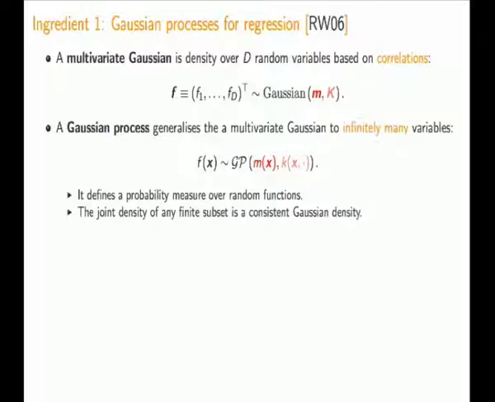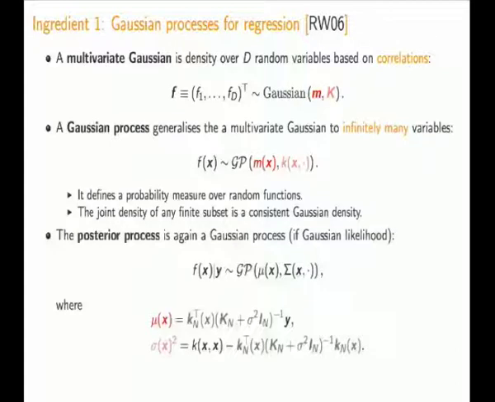So the nice property of a Gaussian process is that if you consider any finite subset of this infinite-dimensional vector, you will have a consistent finite-dimensional Gaussian distribution. And the other nice property is that when you assume a Gaussian likelihood, you can compute the posterior process in closed form. The posterior process is again a Gaussian process, which has some mean function and some covariance function. And that's the actual analytical form. So it's very convenient in that respect.